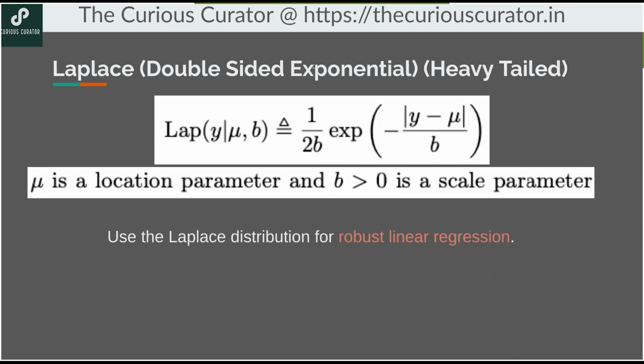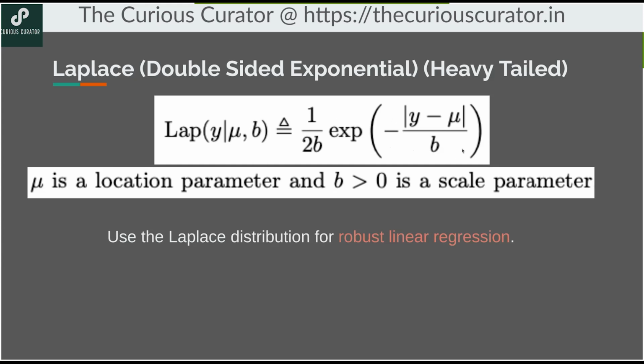Another option for robust regression, though you don't always have to do regression, is another heavy-tailed example: the Laplace distribution. It's also called the double-sided exponential, and this one is actually more popular than the other one. In fact, when you read about robust linear regression, the underlying distribution of error is actually Laplace.